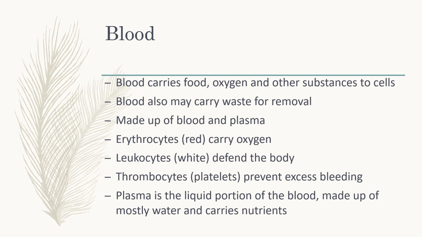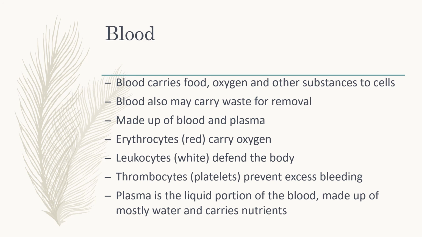It's made up of plasma and blood cells. Your erythrocytes are your red blood cells. They carry oxygen, and they're actually red, and it's from your hemoglobin in your body that turns it red. Your leukocytes are your white blood cells. They defend the body. They're your little soldiers. They fight off your infection. Your thrombocytes are your platelets, and they prevent excess bleeding. They're the ones that do all the clotting.